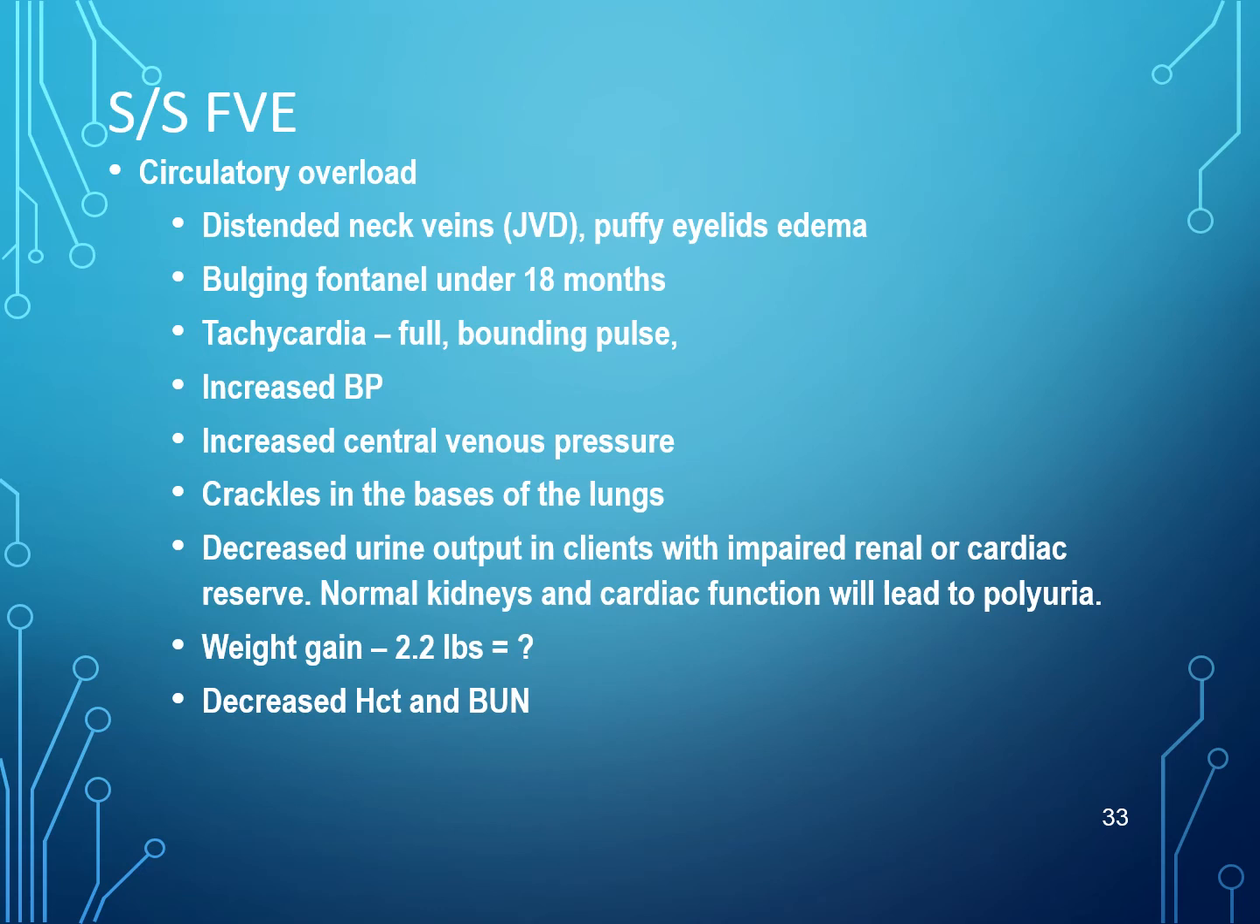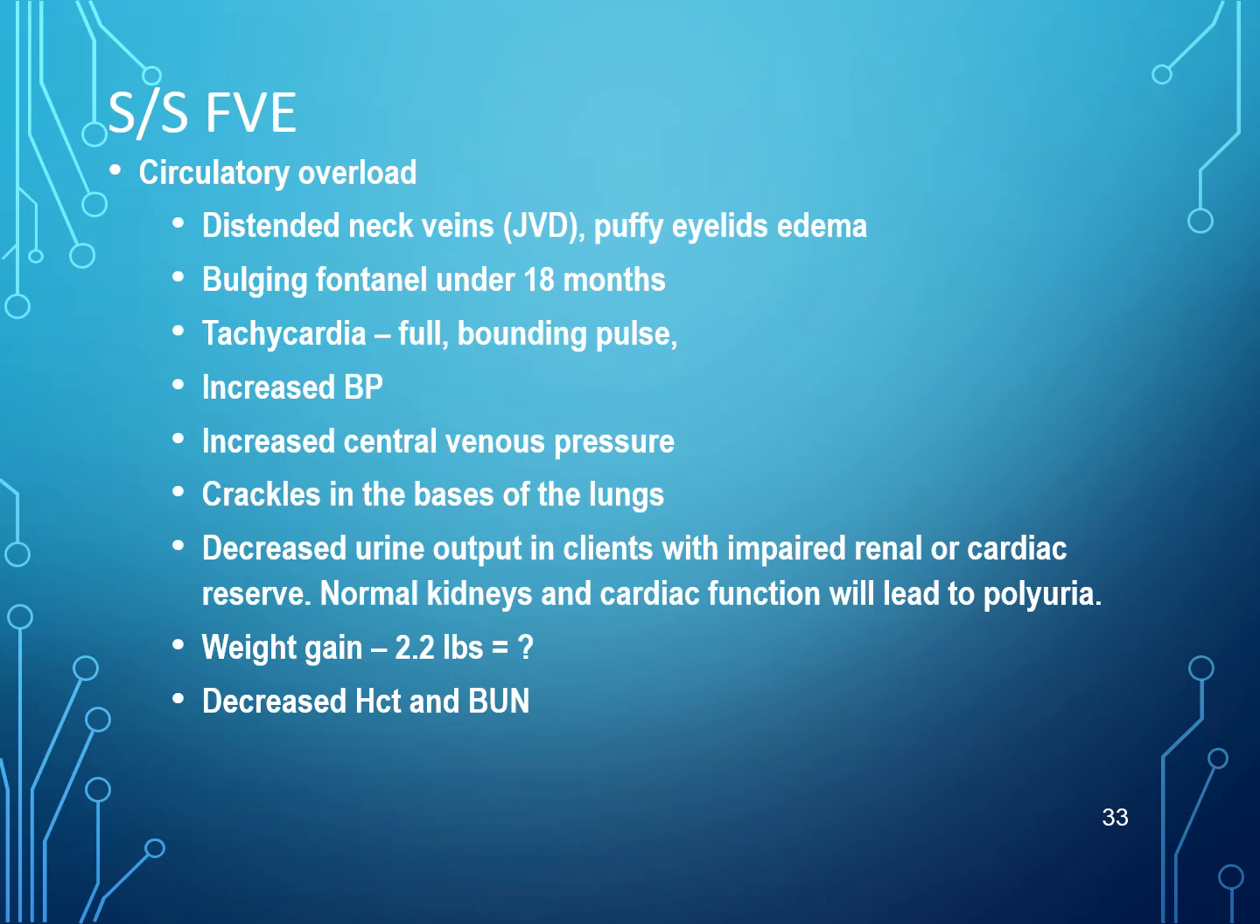So signs and symptoms of circulatory overload. There's too much fluid in the system. What are we going to see? Those distended neck veins. So remember we said that the neck veins wouldn't be distended if it was fluid volume deficit. Because there's so much fluid, we're going to see those jugular veins distended. And to view that, you want the client in semi-Fowler's position with the head supported on a small pillow. And you would note how far up from the sternal angle the vein is distended.